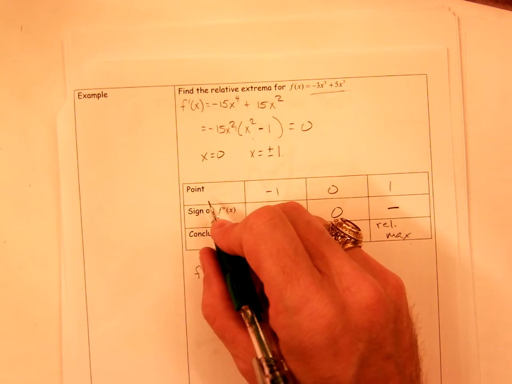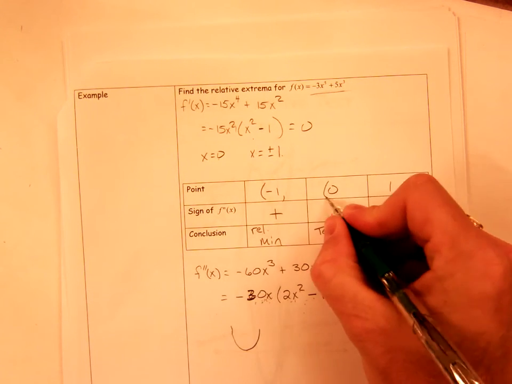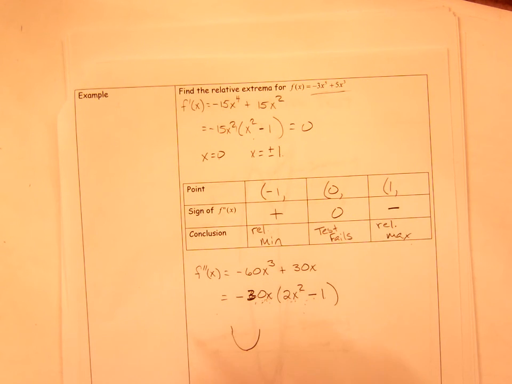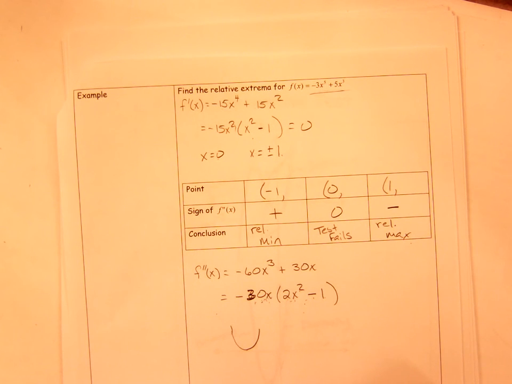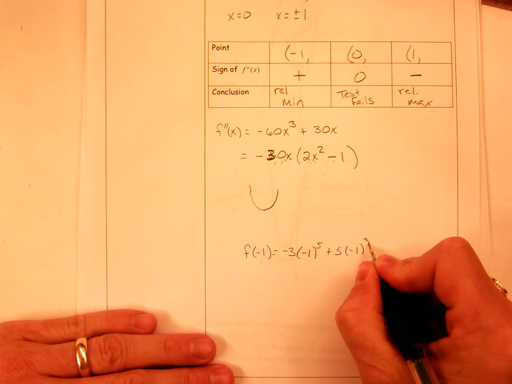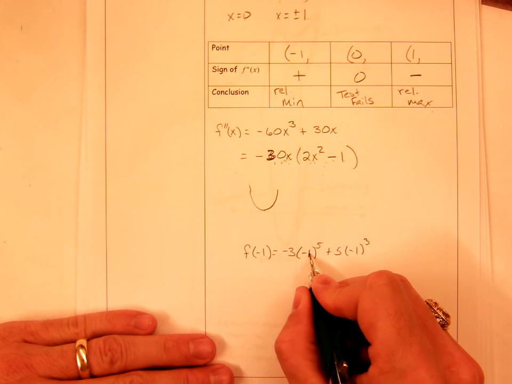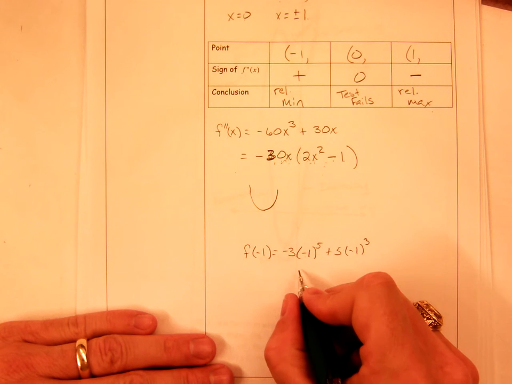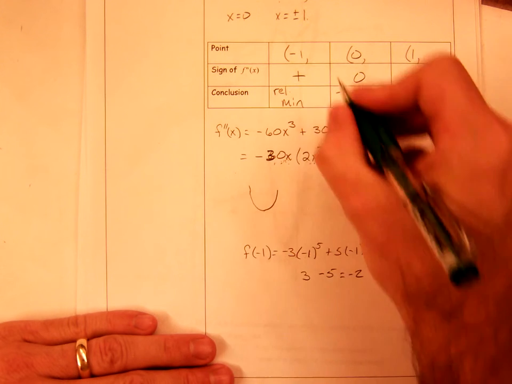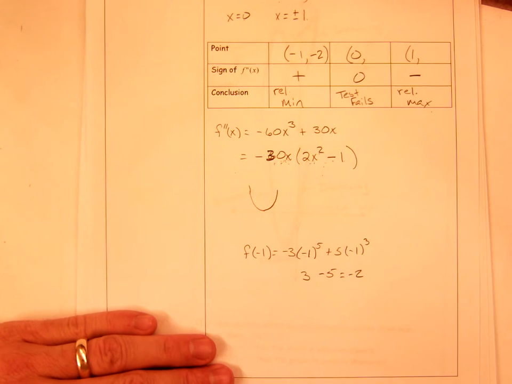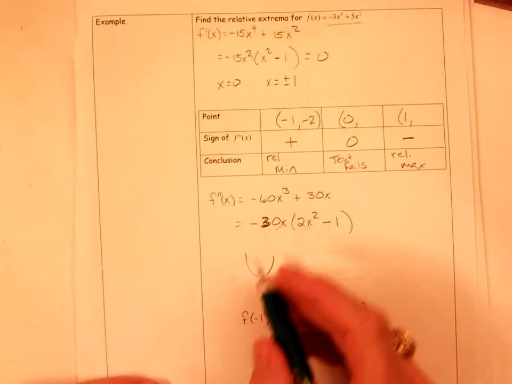Now the only thing left to do, it says the point. So what is my y value for each of these? Where do I go get my y value for my function? To the original. So f of negative 1 is equal to negative 3 times negative 1 to the 5th plus 5 times negative 1 cubed. So that's still negative 1 times negative 3 is positive 3, minus 5 is equal to negative 2. So I have a minimum at negative 1 comma negative 2.